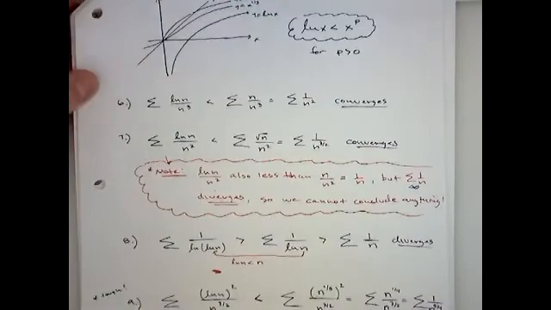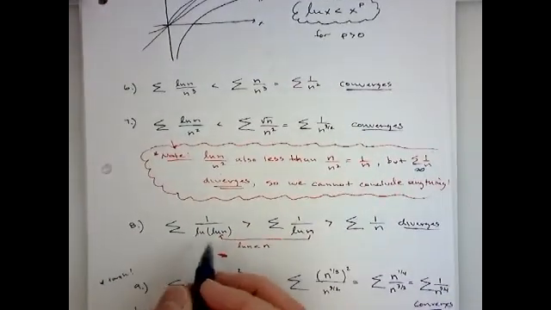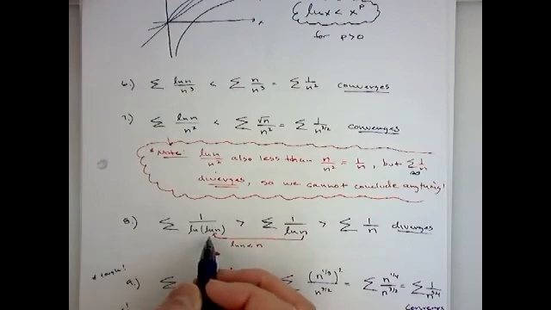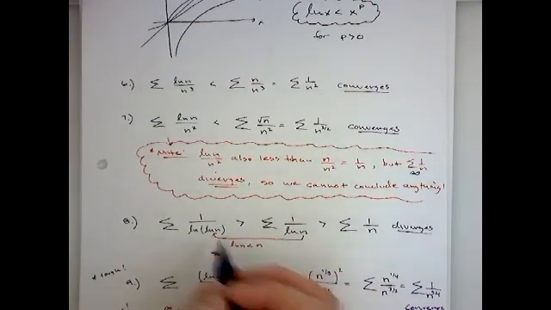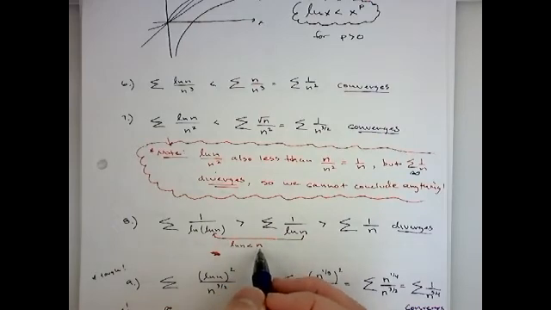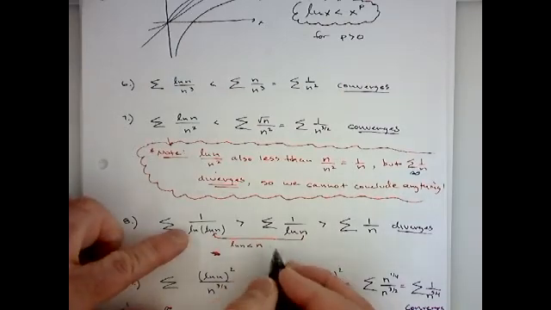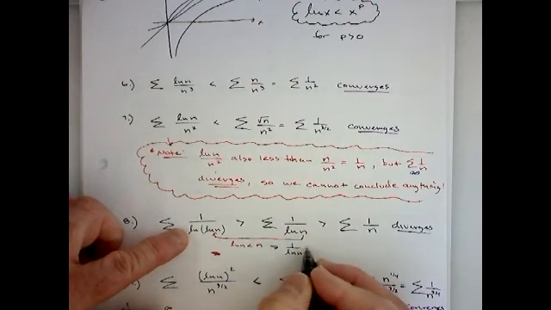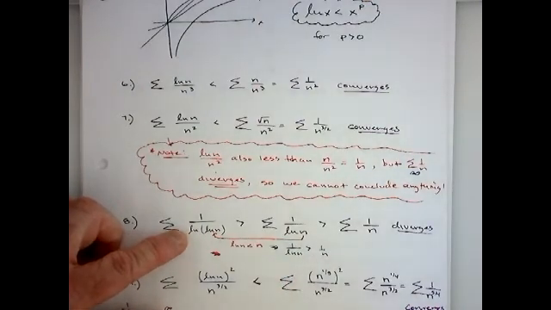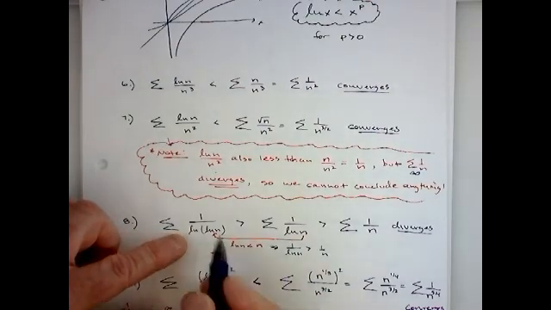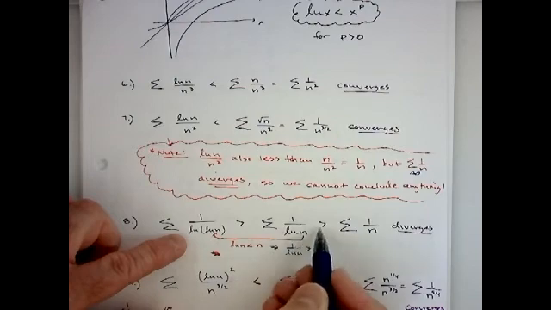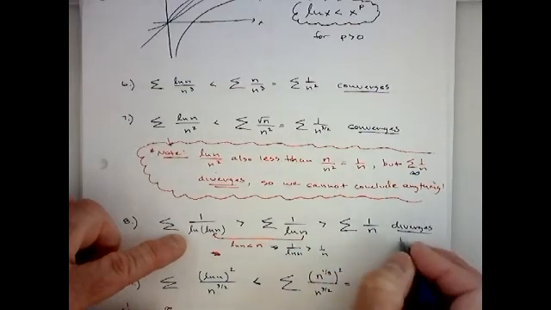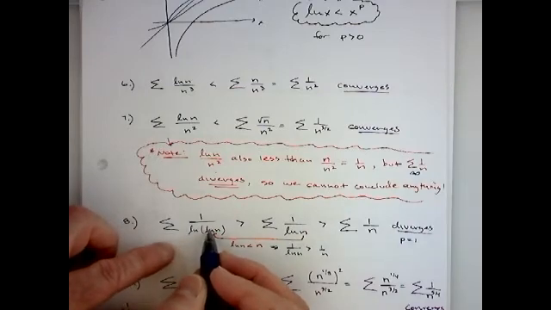Okay, these can get kind of involved. 1 over the ln of n, I know that that's greater than 1 over n. And why do I know that? Because ln of n is less than n, right? Think about that. If ln of n is less than n, if I take the reciprocal, then 1 over ln of n would be greater than 1 over n. So this whole series is greater than 1 over n, which is a divergent p-series. So I could prove that this one diverges.